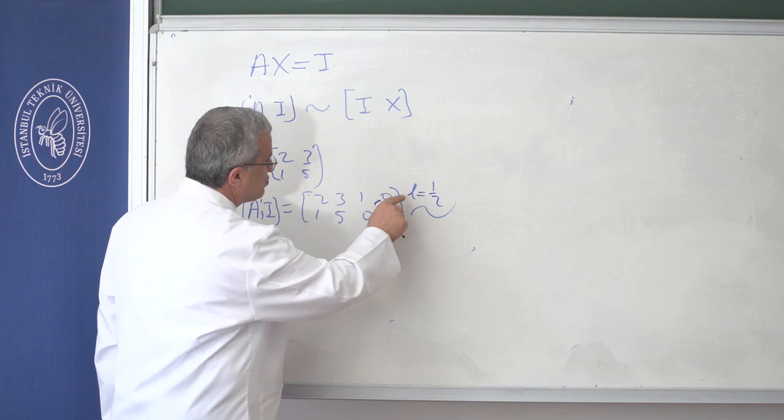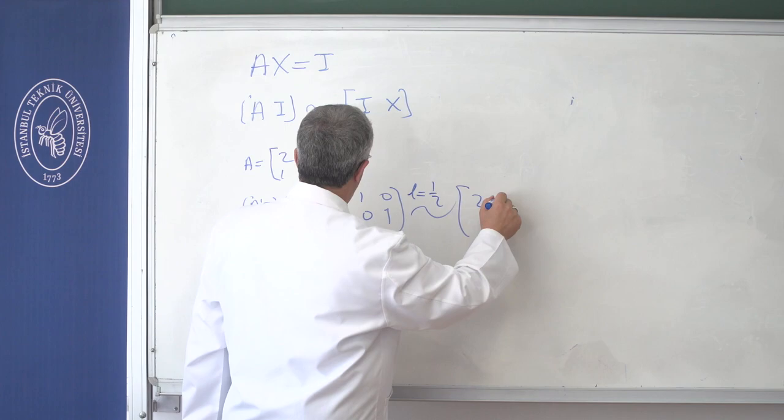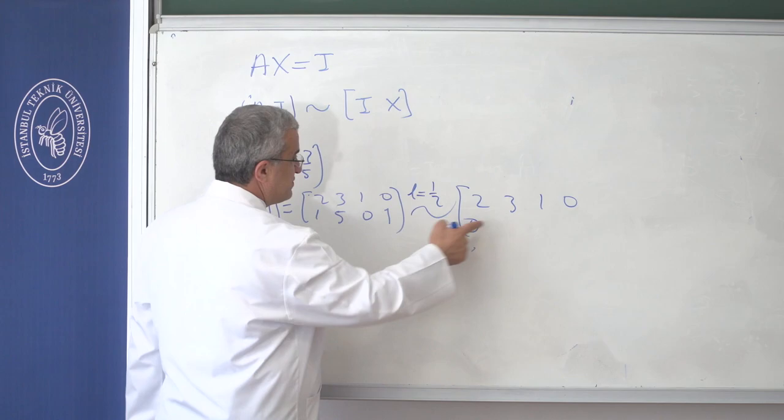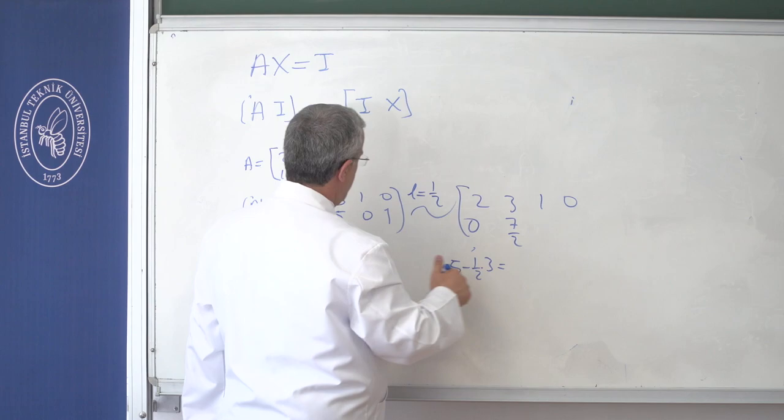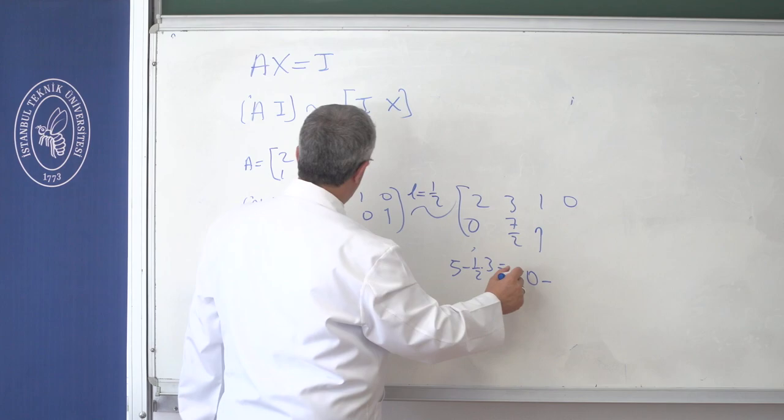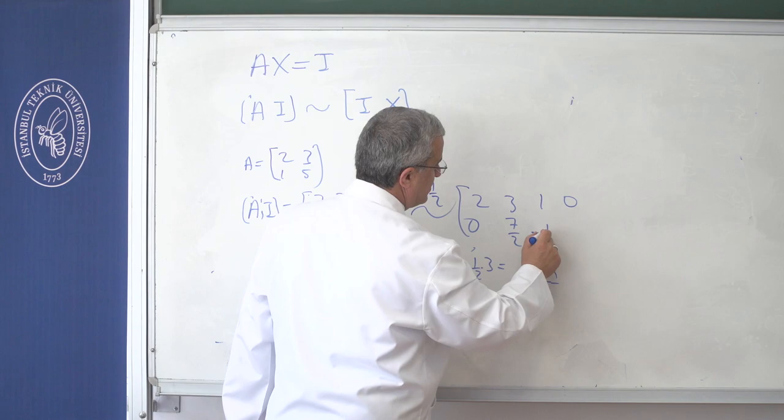So the first row will remain the same: 2, 3, 1, 0. This will be 0. So 5, this will be what? 5 minus 1 half times 3, which is 7 over 2. And this will be 0 minus 1 half times 1. And this remains 1, okay?